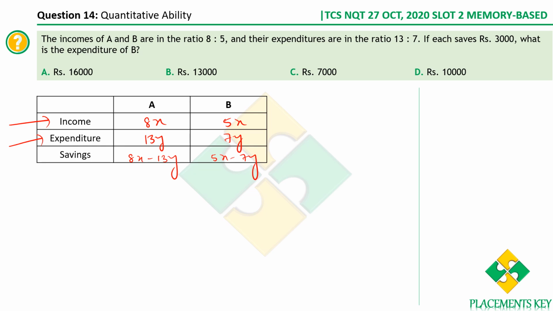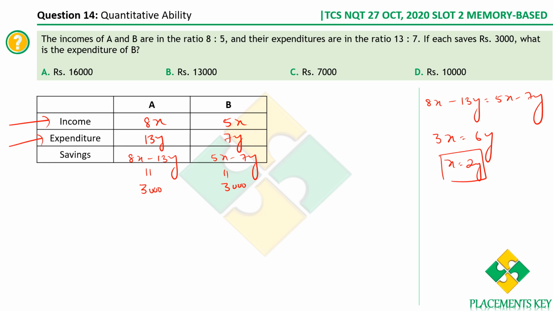Now we are told that each saves rupees 3000. So 8x minus 13y is 3000, and 5x minus 7y is 3000. Let's equate these two. We get 8x minus 13y equal to 5x minus 7y. So 8x minus 5x gives 3x equal to 13y minus 7y, which is 6y. So we get the value of x as 2y.